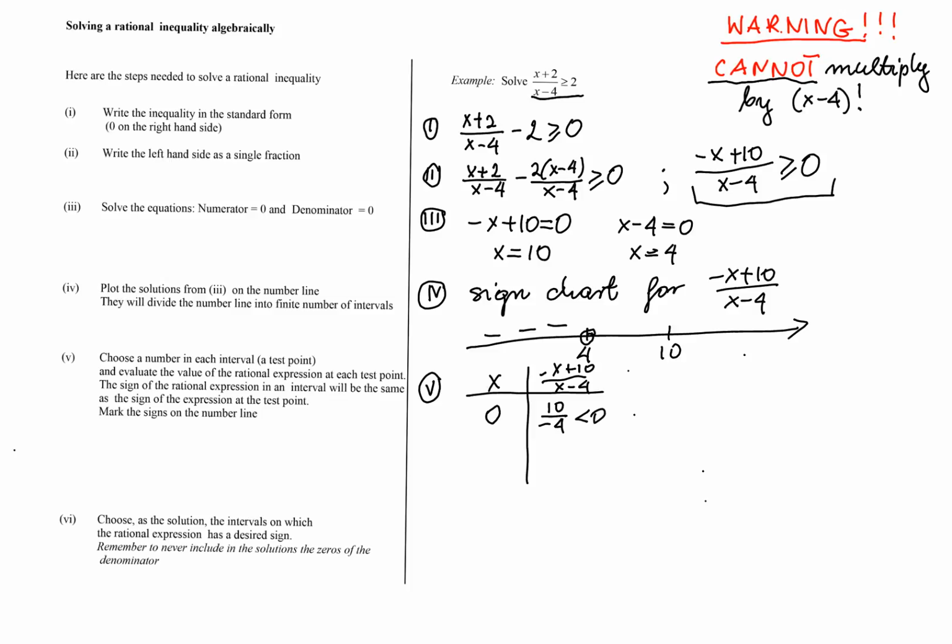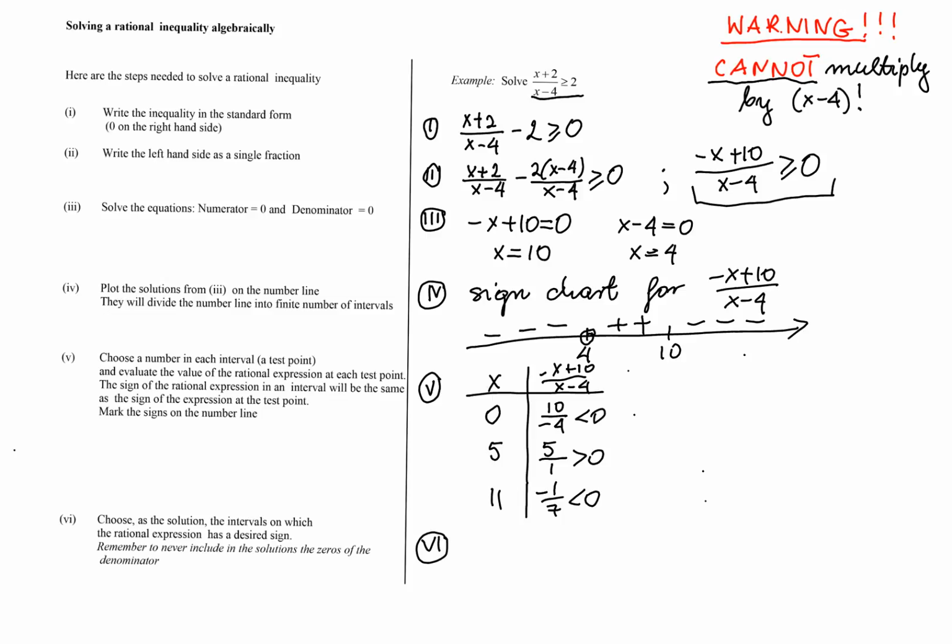In the interval from 4 to 10, we can choose, say, 5. Then we'll get as a value 5 over 1, which is positive, and therefore the expression is positive in this interval. And in the last interval, we can choose 11, and the value is going to be -1 over 7, which is negative, and that means my expression is negative in the whole interval. Once we have the sign chart, we are ready to write the solution.